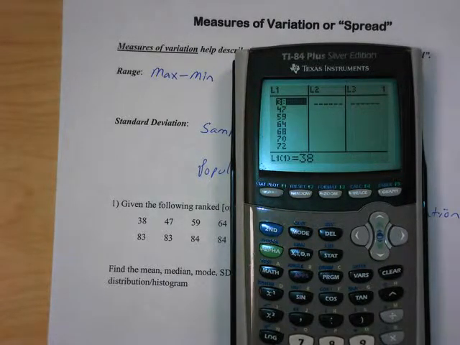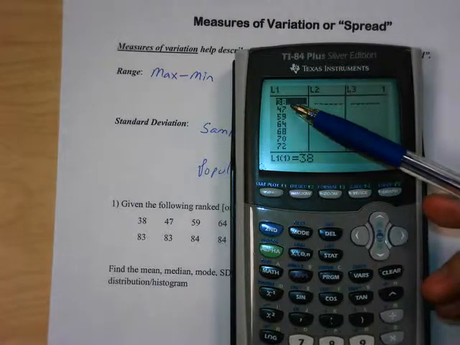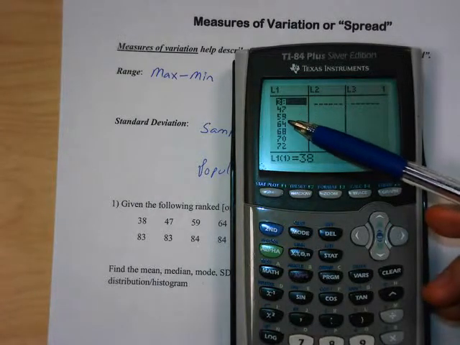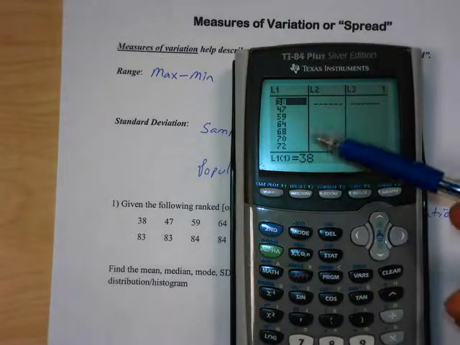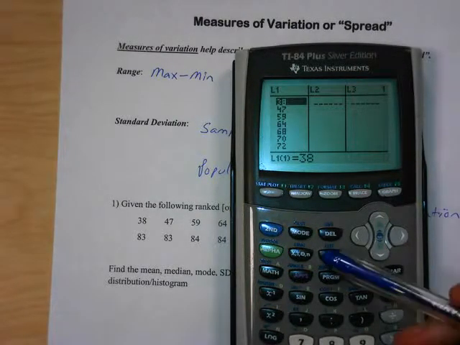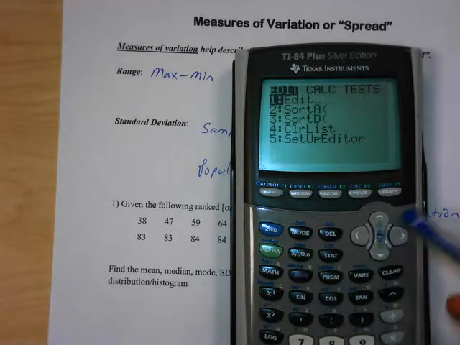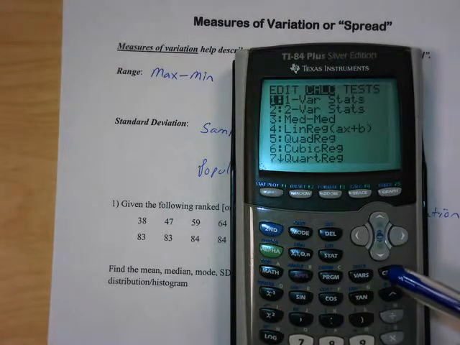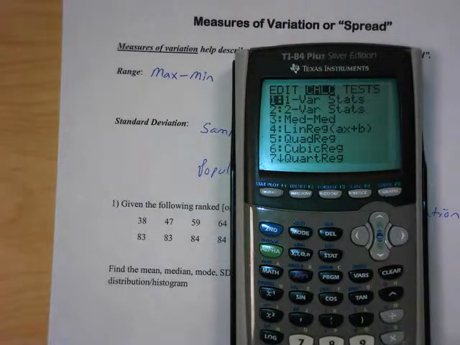In list 1, you put in all the data values: 38, 47, 59, 64, and so on. If a number occurs more than once, you list it more than once. So all those data values are listed into list 1. Then after they're all listed in there, you go to Stat, and we're going to calculate one var stats, which stands for one variable stats. The variable here means exam score.